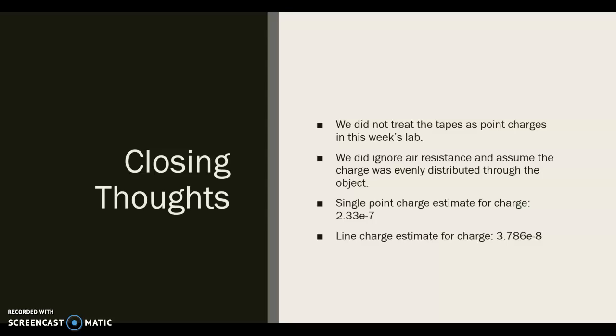And we did make some assumptions in this lab. For example, we ignored air resistance on the tape, and we did assume that the charge was evenly distributed in the object when we were taking the sections of it in the code represented by the variable n.